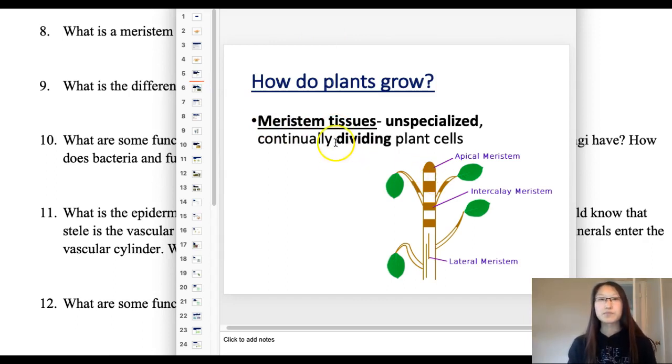So it's pretty cool. The meristem tissue is generally located at the tip of a plant. So the apical meristem is on the very top of the plant. So it allows the plant to grow taller.